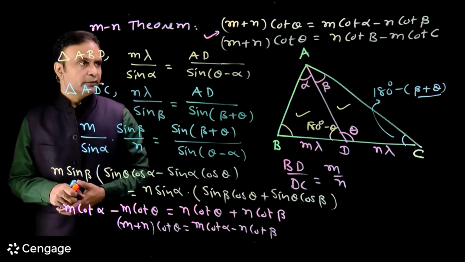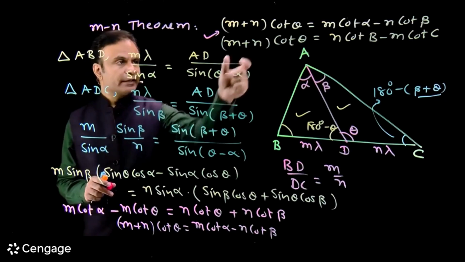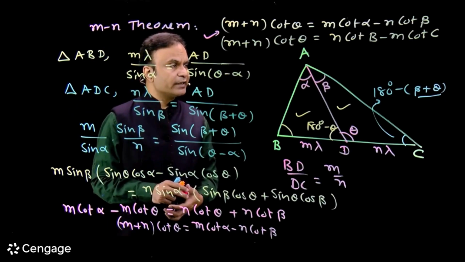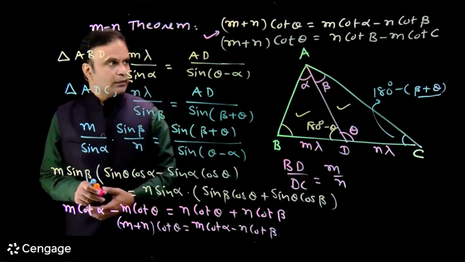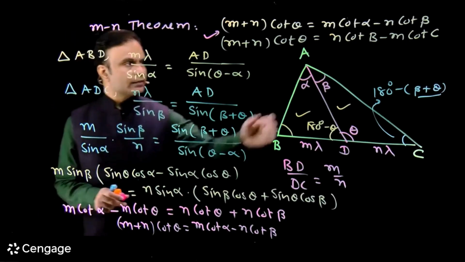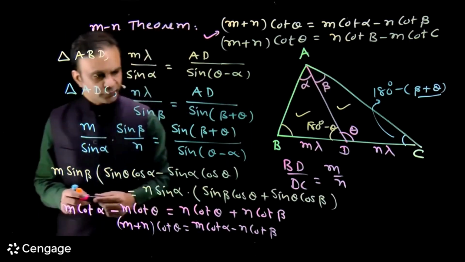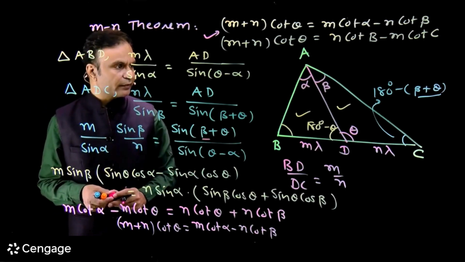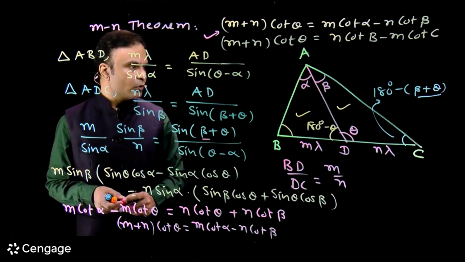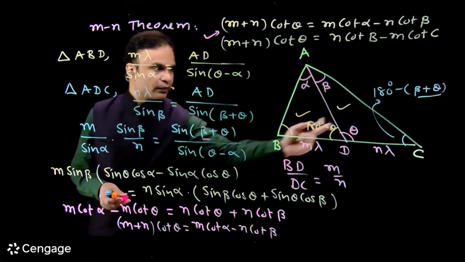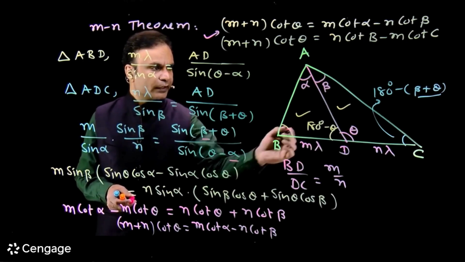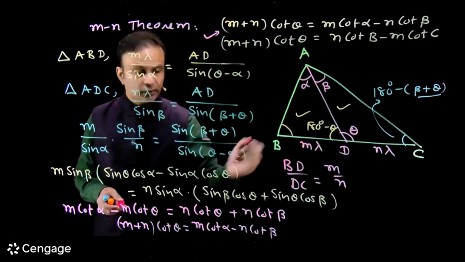Now the second formula for this theorem is (m plus n) multiplied by cot theta is equal to n cot B minus m cot C. Now how do we get this? Here we have angles B and C. So what we do here is replace angle beta and write it in terms of theta and angle C, and we write angle alpha in terms of angle theta and angle B.